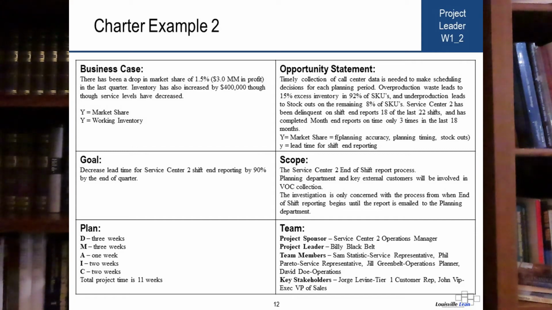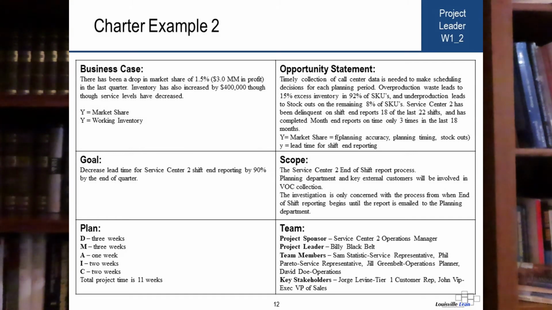Shift into reporting, lead time, we'd like to get 90% of that down. The scope of it is the process from the service center to end of shift reporting. The planning department and key external customers are going to be involved in collecting the VOC, and it's only going to be concerned with the process from when the end of shift reporting begins until the report is emailed to the planning department. We're not considering what goes into the report at this point.